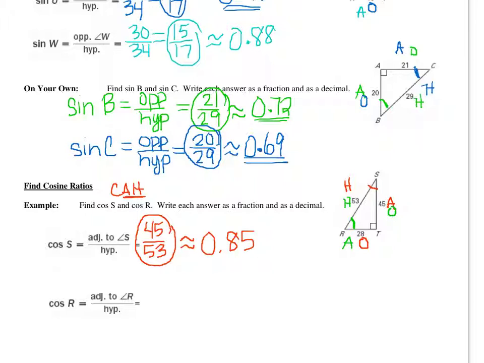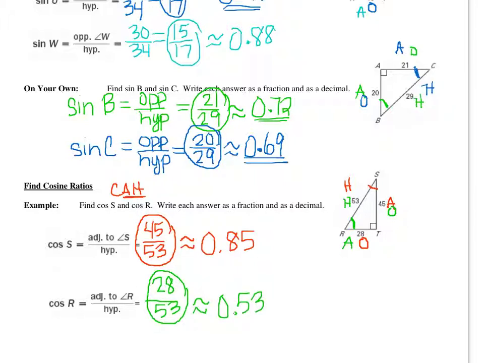So for cosine, I want adjacent over hypotenuse. So my adjacent is length 28. My hypotenuse is length 53. And 28 over 53 doesn't reduce, so there's my reduced form of my fraction. And then as a decimal, that would be about 53 hundredths.